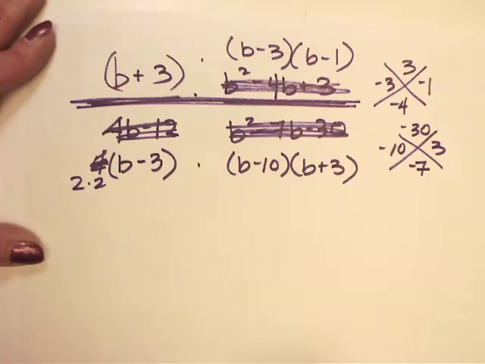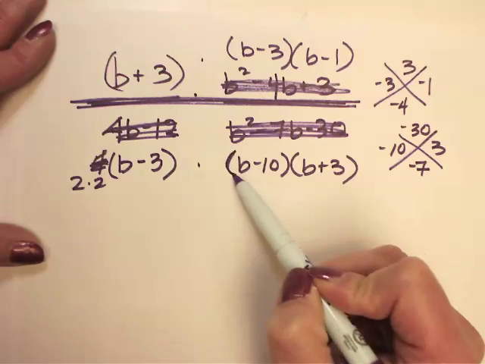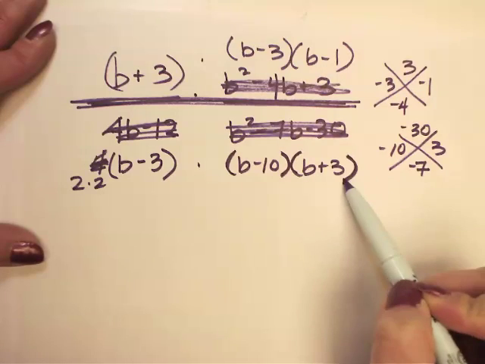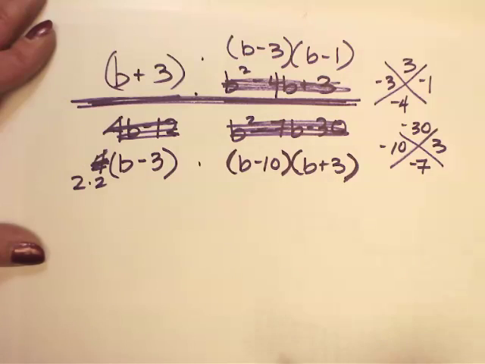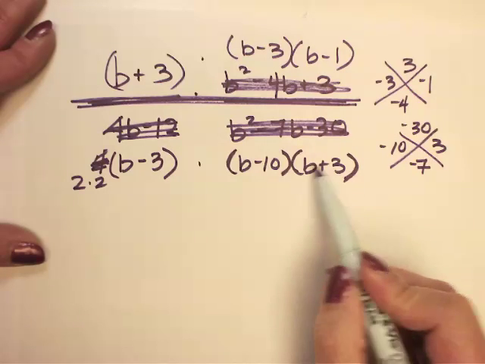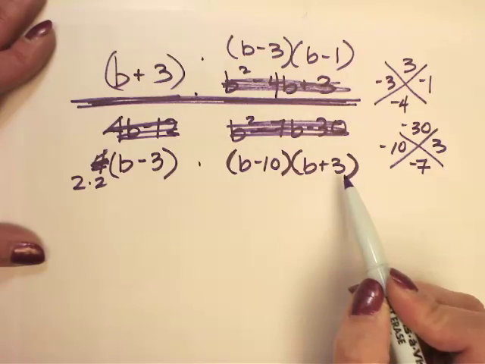Are there any factors that cancel out completely? Keep in mind, we cannot cancel if they're wrapped up in parentheses, because you have to cancel the entire amount. You can't just cancel the b or the 3. They cannot be separated. Think of them as chained together by that plus or minus sign. You cannot separate them.